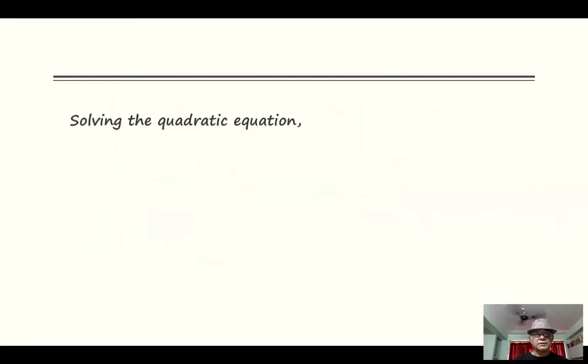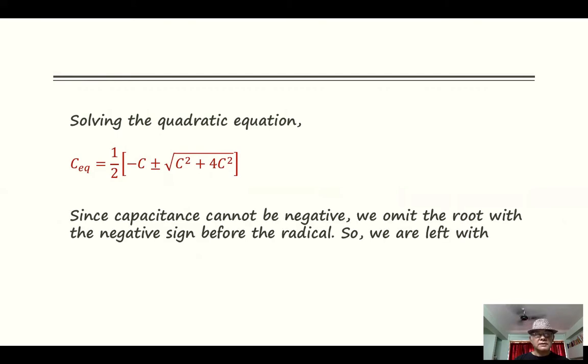Solving the quadratic equation, we get C subscript EQ, or C equivalent, equal to half bracket start minus C plus minus under root C square plus 4C square bracket close. Since the capacitance cannot be negative, we omit the root with a negative sign before the radical. So we are left with C subscript EQ, or C equivalent, equal to C by 2 bracket starts under root 5 minus 1 bracket close.